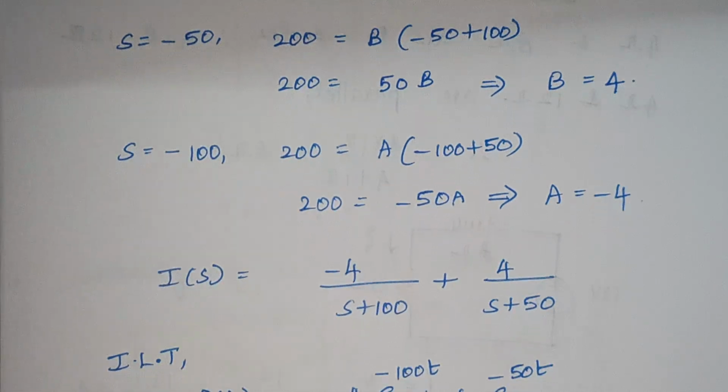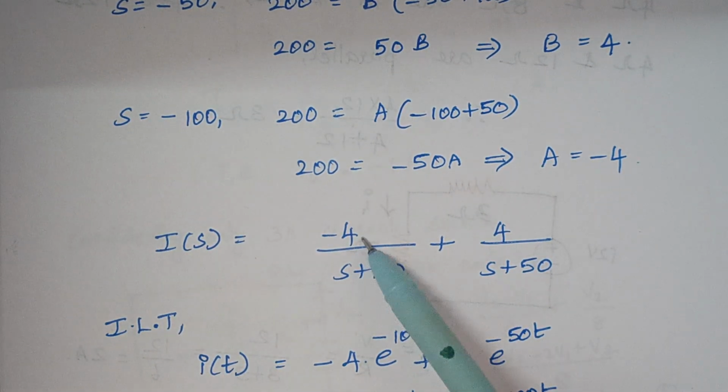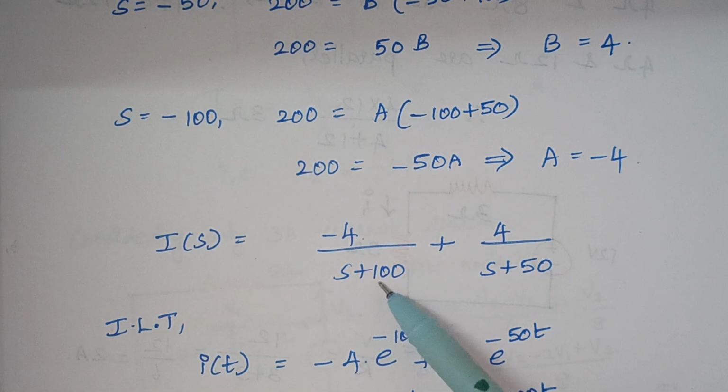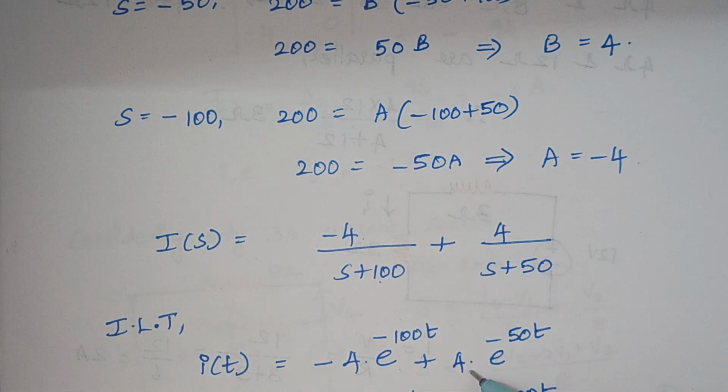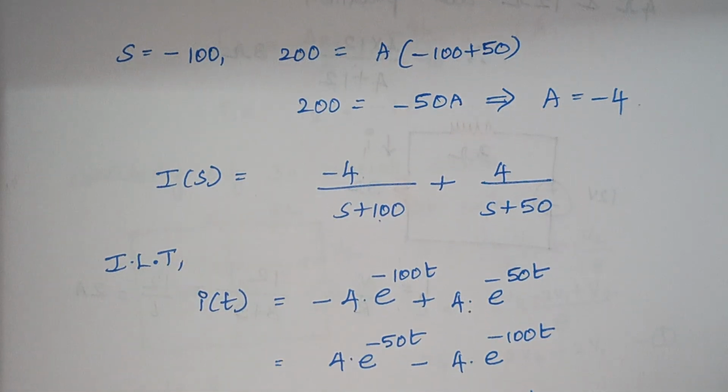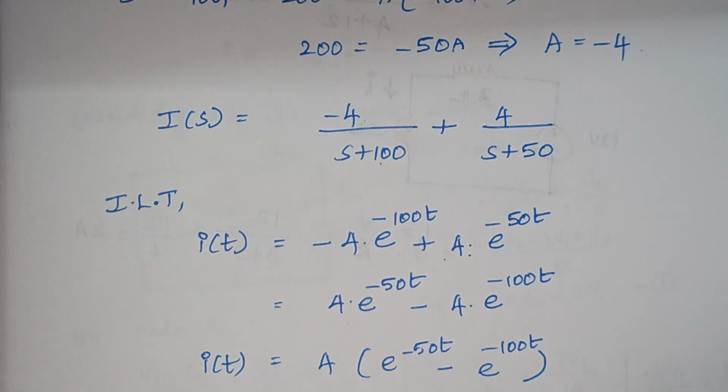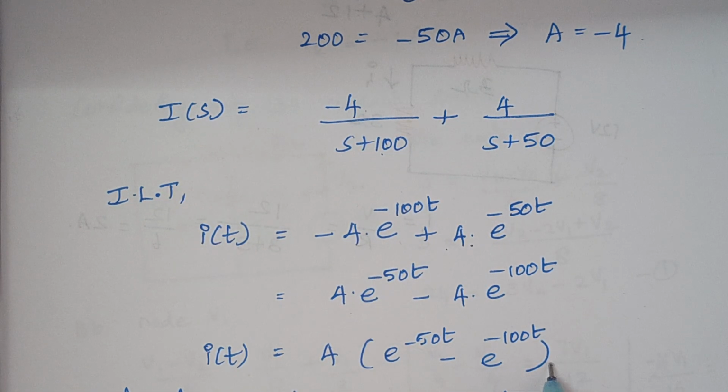So when you take inverse Laplace transform, you see this minus 4 remains here. So 1 by s plus 100 becomes e to the power minus 100t. Similarly, here 4 remains here and s plus 50 becomes e to the power minus 50t, right? So here just I am rearranging, right? That is I am bringing the positive term first and then the negative term. So here in this expression 4 is common. So when you take outside, this is our final expression for our I of t, right? So we have calculated the resulting current.